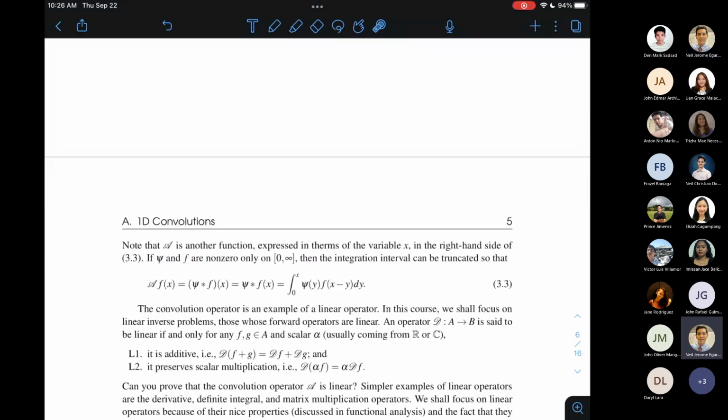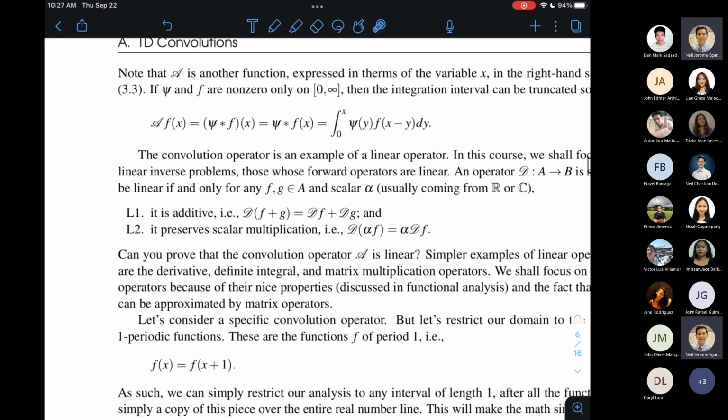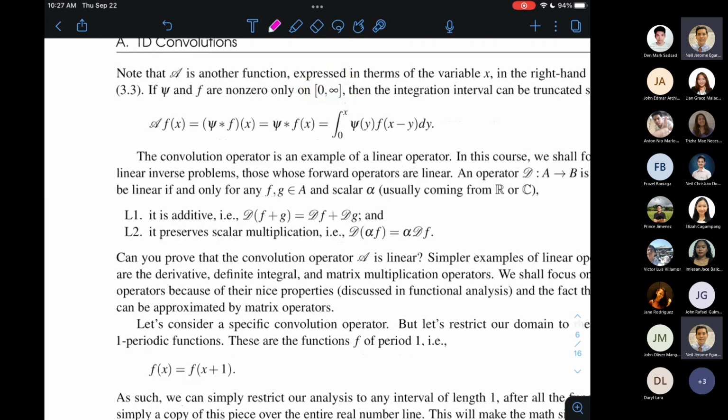Now, kapag ang support ni psi at saka ni f ay set of all positive real numbers. Actually, sama na natin si 0. So non-negative. If psi and f are non-zero on the set of non-negative real numbers, then the integration interval can be further toned down to this interval. Mag-integrate na lang tayo from 0 to x.